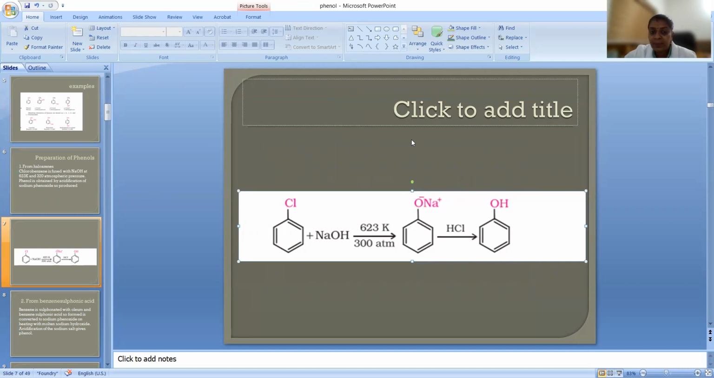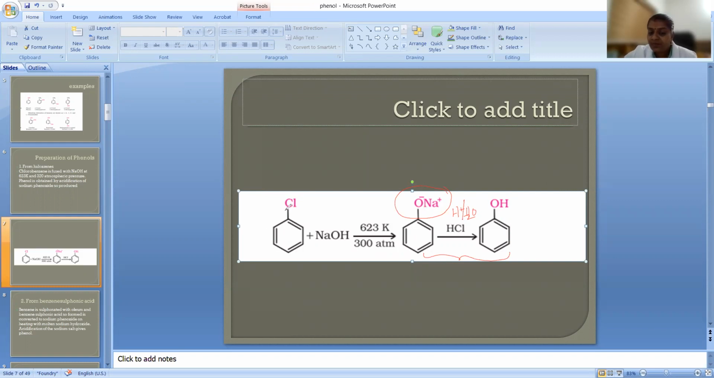So this step you have to learn well, because everywhere we are going to use this step. Whenever you are getting sodium phenoxide, just undergo acid hydrolysis. If you undergo acid hydrolysis, it will quickly convert into phenol. So sodium phenoxide, when it undergoes acid hydrolysis, you will get phenol. This step is very important. Everywhere we will use this step.